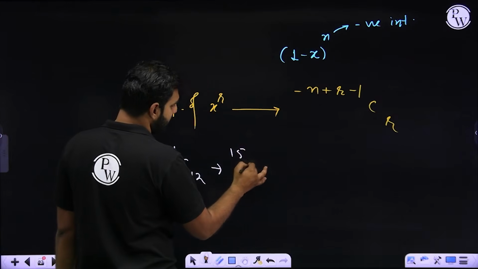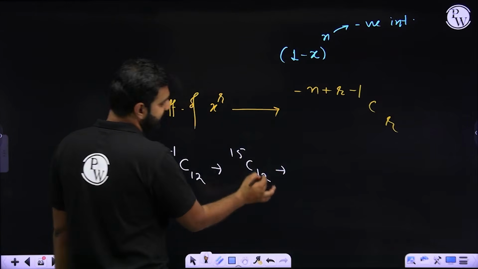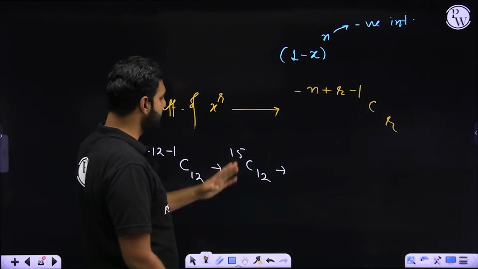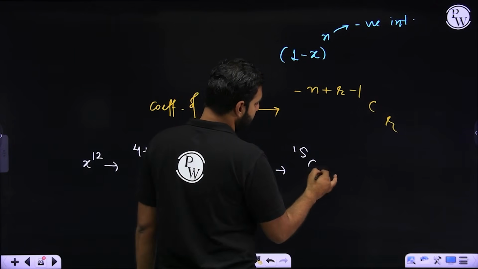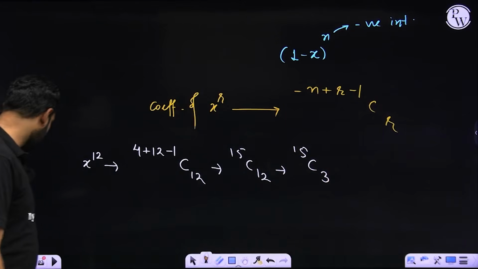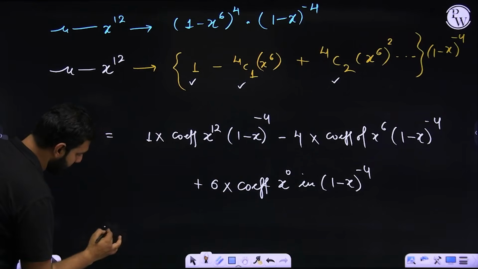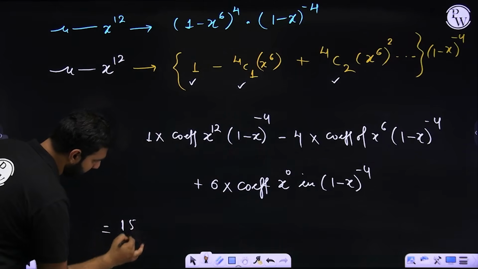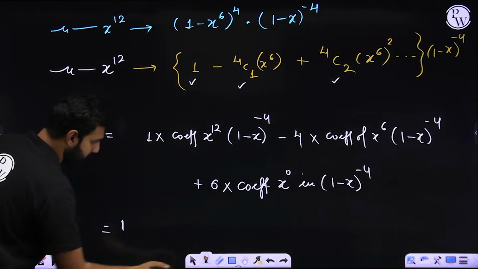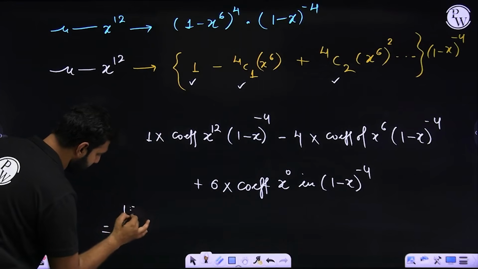So this is 15C12. And nCr is nC(n − r), so 15C12 can be written as 15C3. So this is going to be 1 into 15C3. I'll be writing it as 15C3 only. Did you get that part? I hope you're able to understand this.